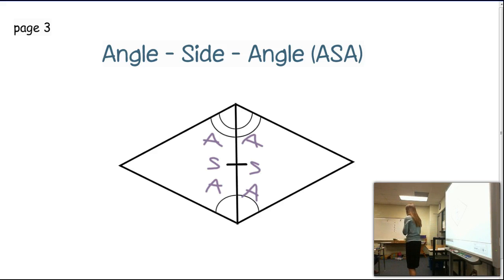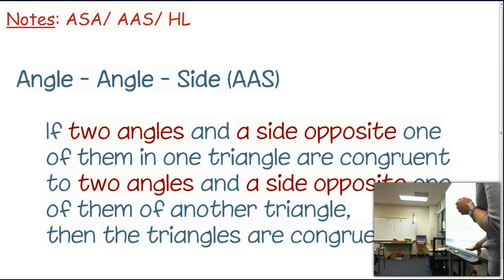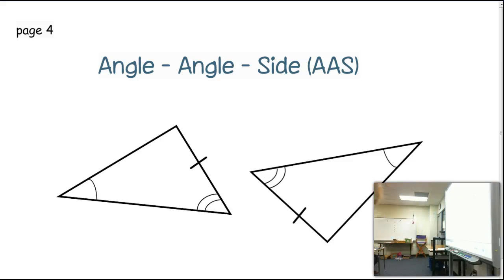Can we move on to the next one that works? Page 4. Angle, angle, side. 4 out of 5. 4 down, 1 to go. Yes, please. Page 4. Angle, angle, side works. So remember, the one that spells the bad word, ASS, that one doesn't work. But angle, angle, side does work. This one does work, and we're fine. It doesn't spell anything bad. This is the last postulate.